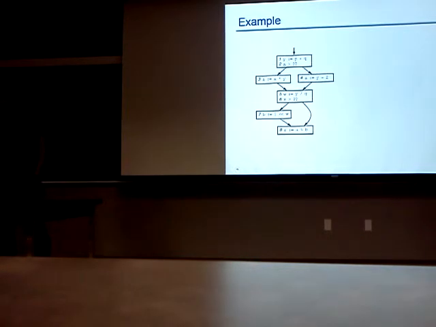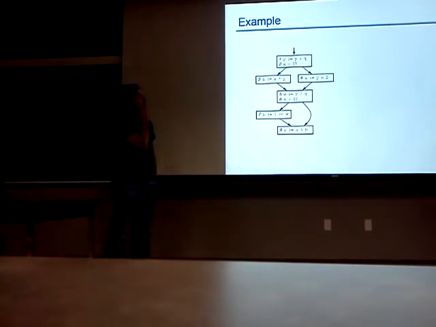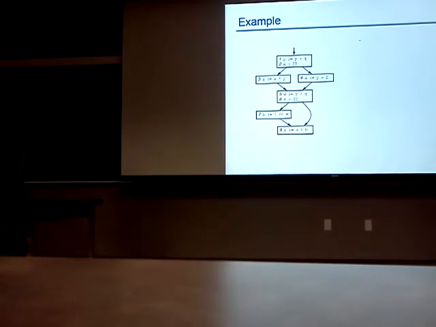Okay, so let's take a look at this piece of code. If we look at this code, what are the control dependencies? 7 is control dependent on what? 6. 7 is control dependent on 6. And then 3 and 4 are control dependent on 2.